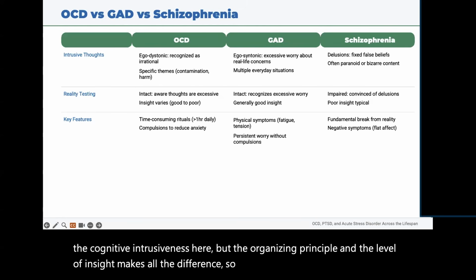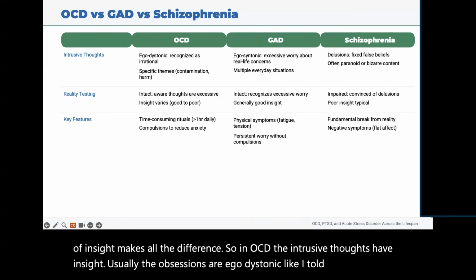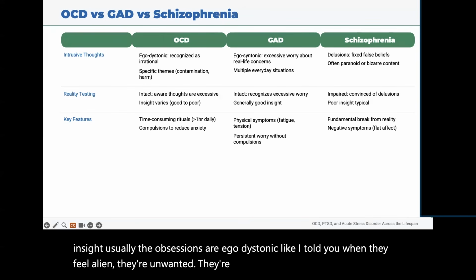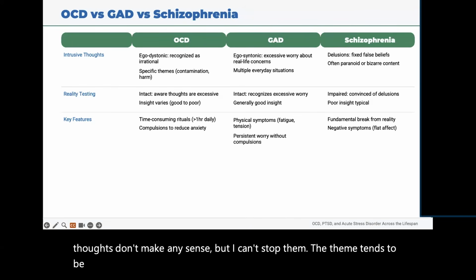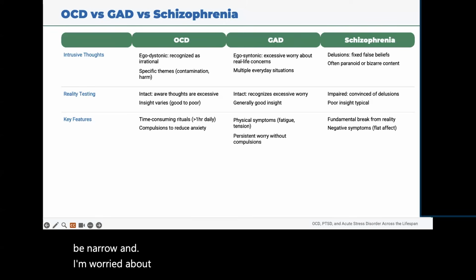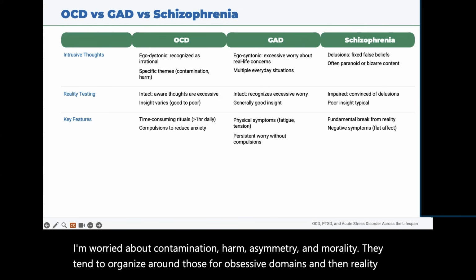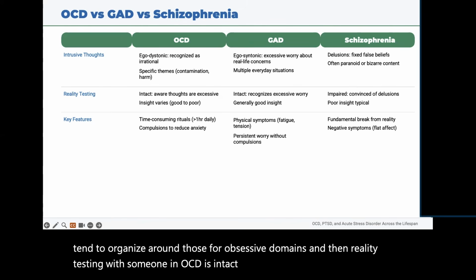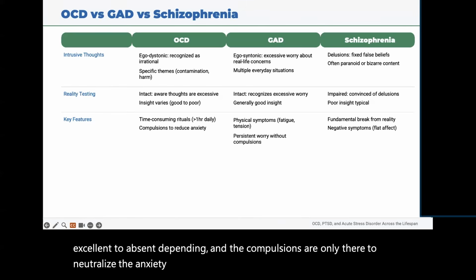In OCD, the intrusive thoughts have insight usually. The obsessions are ego dystonic, like I told you, and they feel alien. They're unwanted, they're distressing. The patient knows these thoughts don't make any sense, but says, I can't stop them. The theme tends to be narrow and specific: I'm worried about contamination, harm, asymmetry, and morality. They tend to organize around those four obsessive domains. Reality testing in OCD is intact, though insight can vary from excellent to absent, and the compulsions are only there to neutralize the anxiety, not to express psychosis.